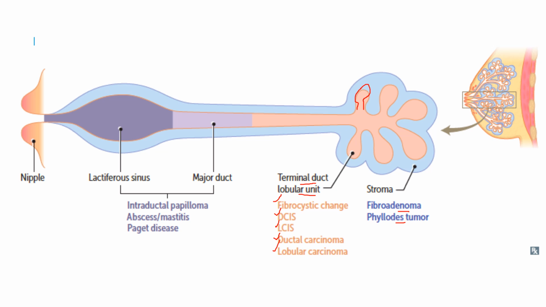Then around the nipple and behind the nipple, you can see intraductal papilloma, abscess or mastitis, and Paget's disease. Paget's disease is nothing but ductal carcinoma in situ that has grown beyond its usual site and grown towards the nipple. And usually there is scarring around the nipple, like an eczematous change around the nipple. So that is ductal carcinoma in situ which has grown towards the nipple. So these are the usual sites of different breast masses or inflammatory conditions.